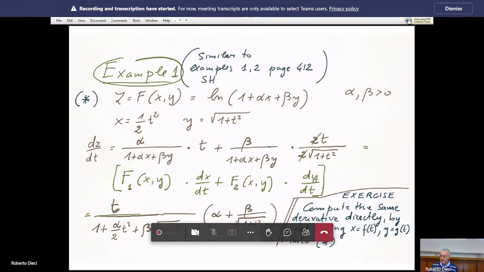Of course, this is a useful exercise. If you compute it directly, you should get the same result. And also, remember that in some cases, we cannot compute them directly. Why?